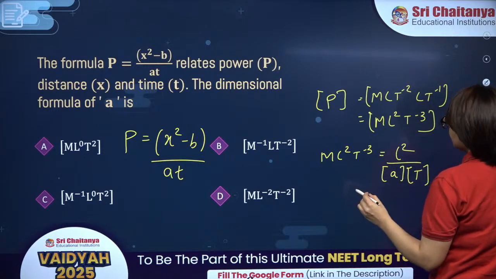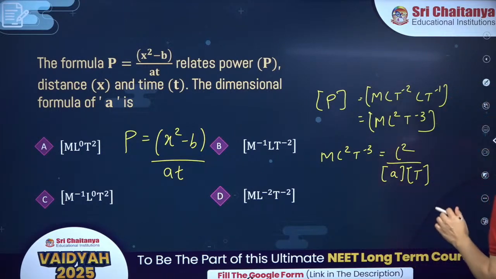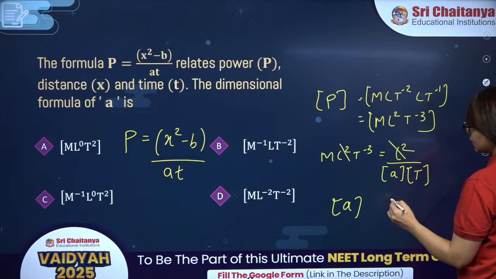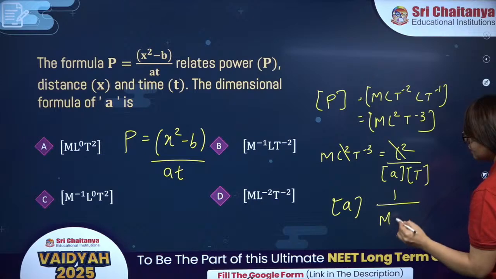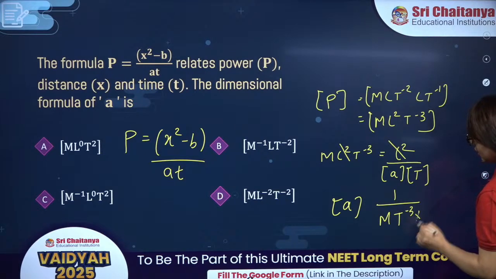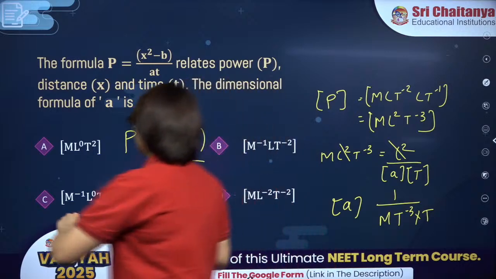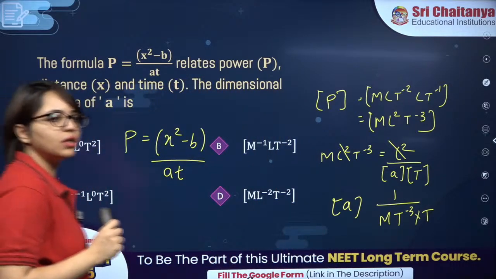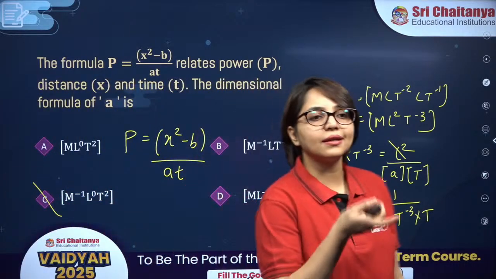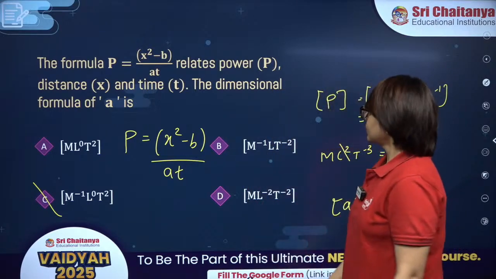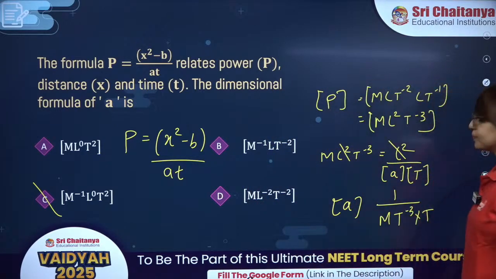So from this, the dimension of A, with L squared cancelling, will be 1 upon M T to the power minus 3 into T. So it is M inverse T squared, which is option C. Option C is the correct answer, not option D. Fine. Okay, let's go.